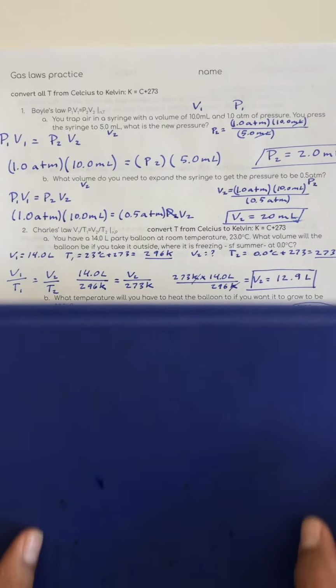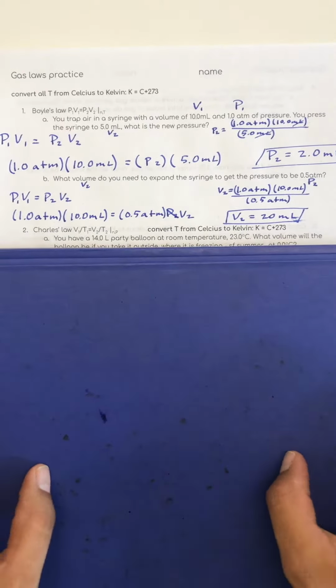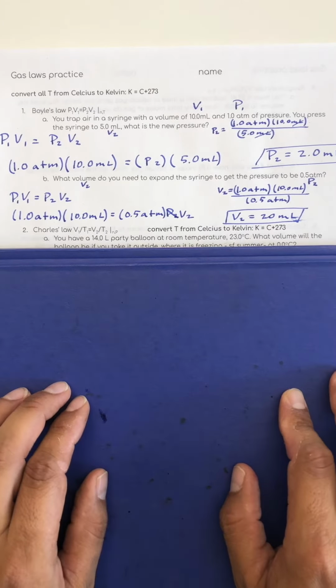Let's do another one. Let's do Charles's law. V1 over T1 equals V2 over T2.